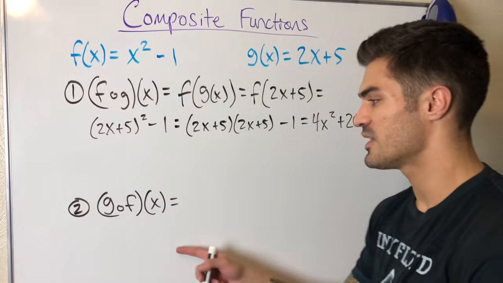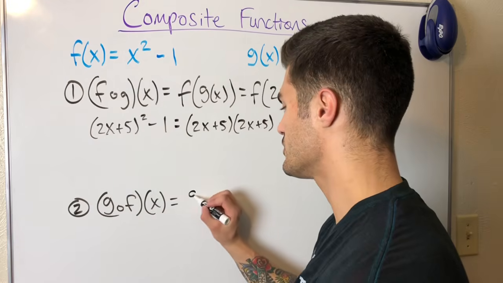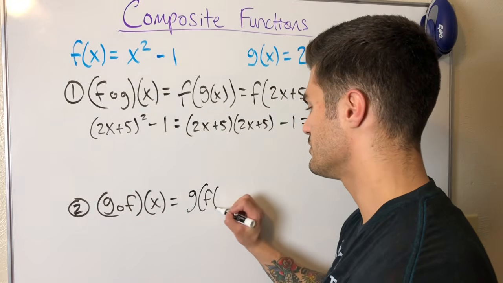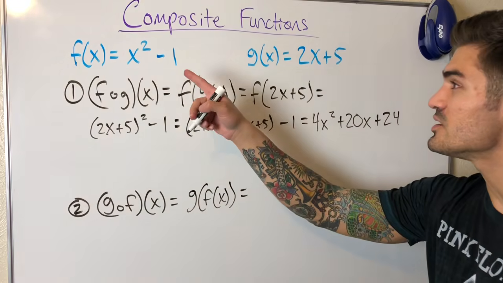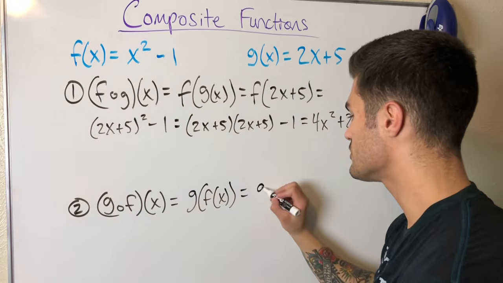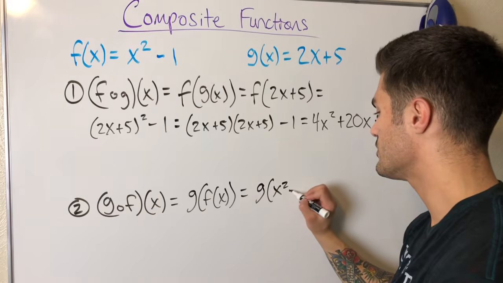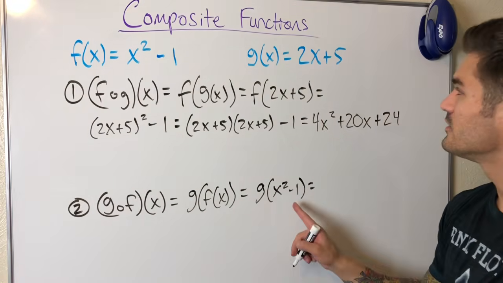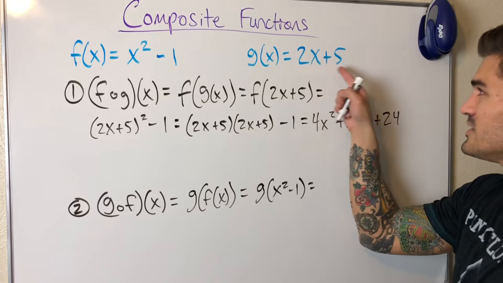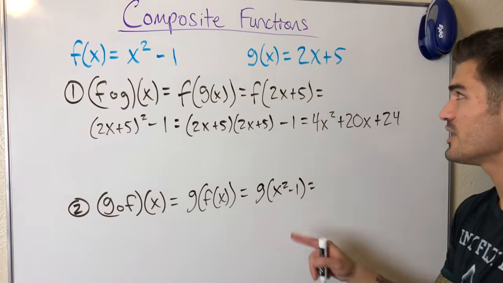All right, g of f of x now. F of x is my inner function. I'm sorry, f is my inner function. So what does that mean? Well, f of x is just x squared minus 1. So I have g of x squared minus 1. So I'm plugging x squared minus 1 in to g. So anywhere I see an x in my function g, I replace it with x squared minus 1.